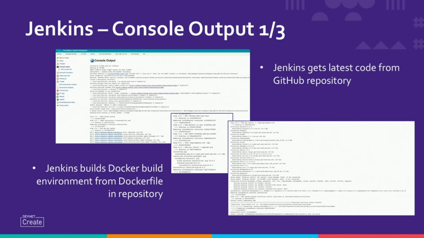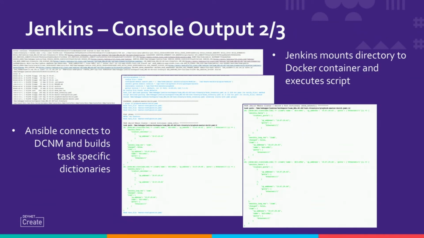So very quickly, as we run through the console output, when this task gets triggered, Jenkins goes and grabs the latest code from Git. Part of that GitHub repository is that Docker file. It grabs that Docker file and executes that and builds up that Docker environment, including grabbing the latest Ansible and DCNM modules. We then mount a directory containing that downloaded GitHub repository scripts, and then Ansible takes over and executes those scripts. It goes and connects to the DCNM server through its API, and then runs those particular tasks.